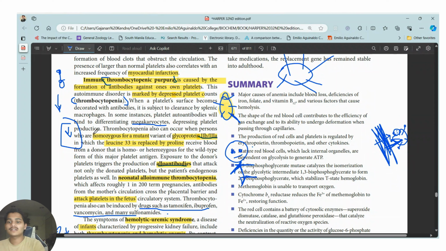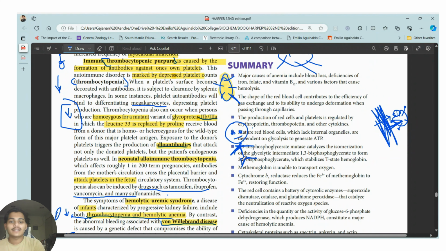Thrombocytopenia can occur in persons who are homozygous for a mutant variant of glycoprotein IIb or IIIa, in which leucine 33 is replaced by proline. To explain this, let's come here. Let's say you are homozygous mutant for this glycoprotein IIb or IIIa, whose leucine at the 33rd position is replaced by proline, and you receive a blood transfusion from another person, either homozygous like you or heterozygous, but in the wild type the dominant allele is present.